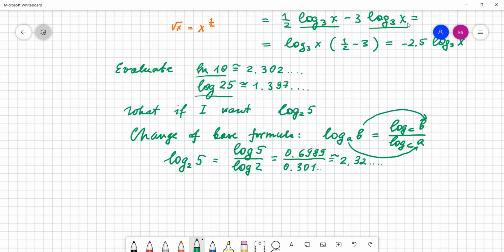Okay, that's it for logarithms and properties of logarithms. And don't forget to do your homework.